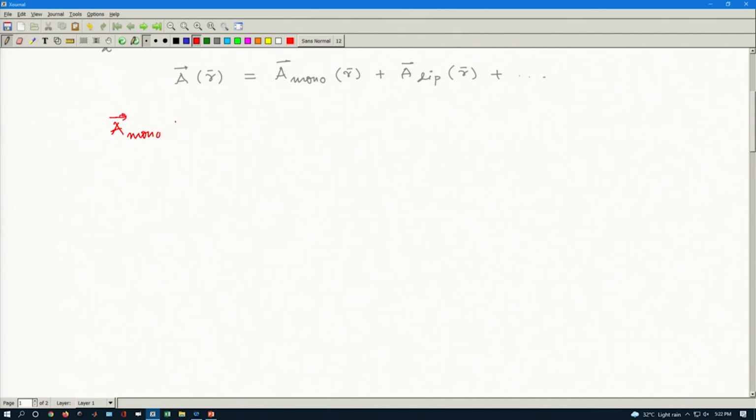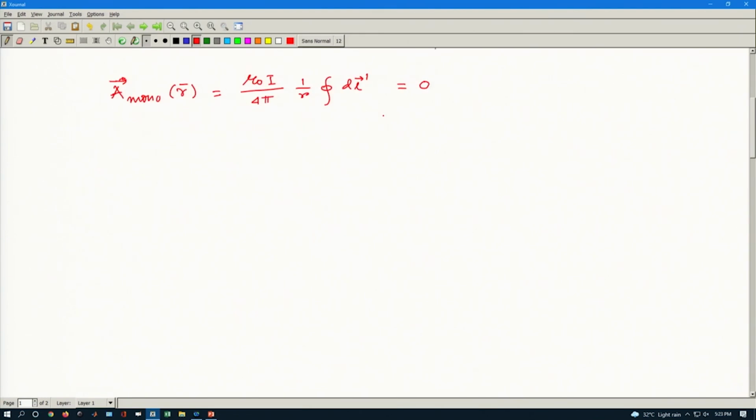Then if I write down the monopole contribution, A monopole, that was mu 0 I divided by 4 pi, and then I had 1 by r closed integral dl prime, and that term was 0, because if you have a closed line integral over this vector dl, it has to be 0.